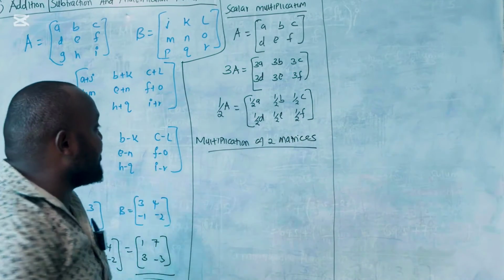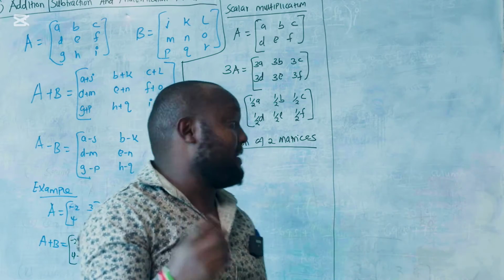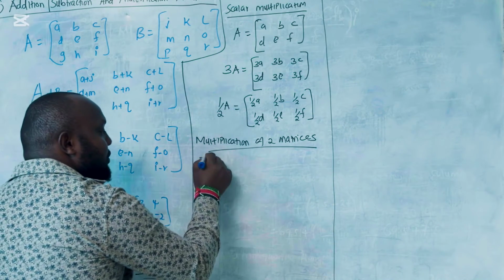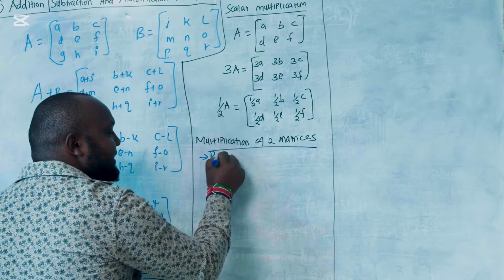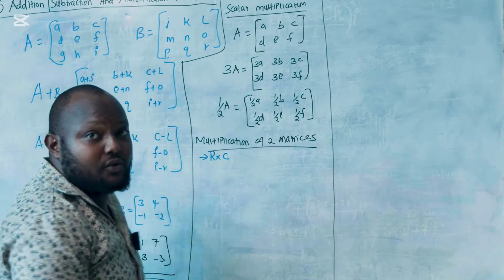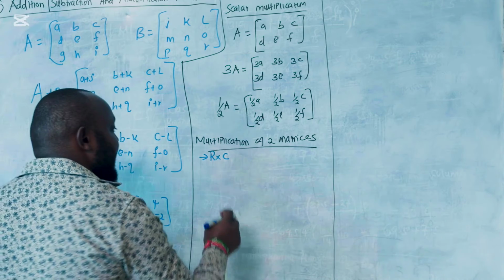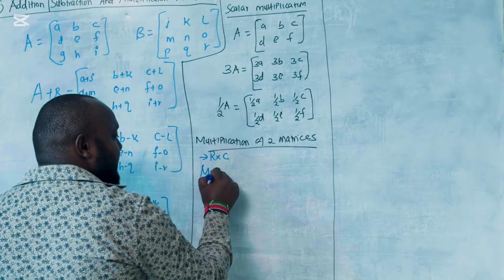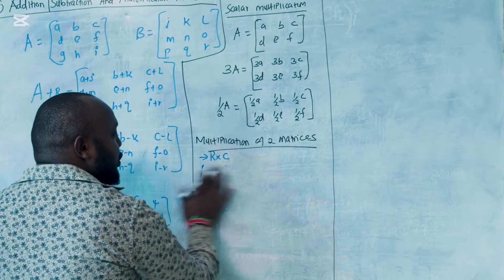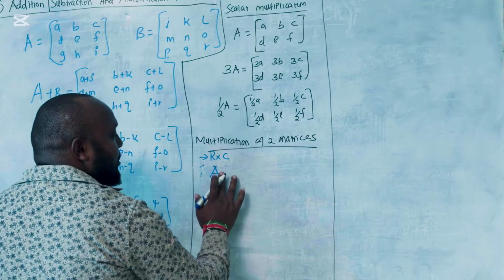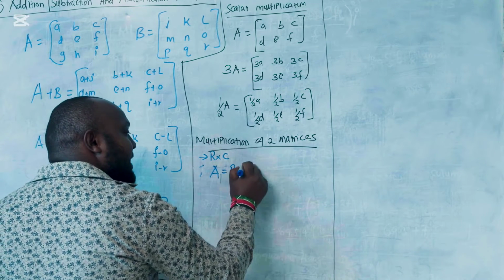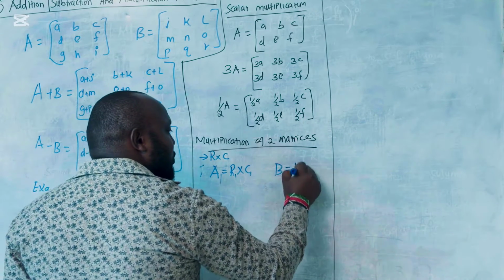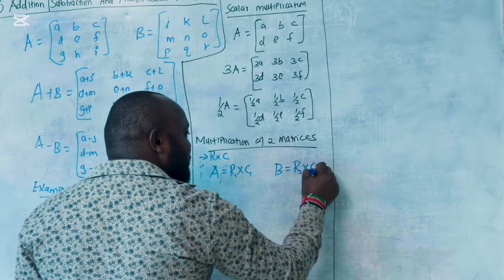I want you to pay attention on this one, on how we multiply 2 matrices. I will take an example. First of all, I will give you the notation. Remember, we said our matrix is row times column. So if we have matrix A, which has row 1 times column 1, and I have another matrix 2, I can say row 2 and column 2.